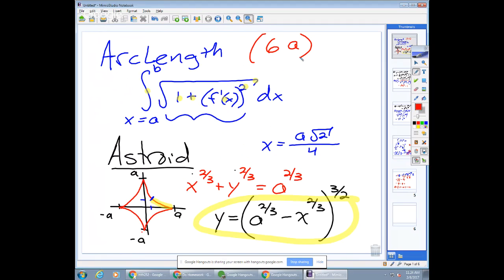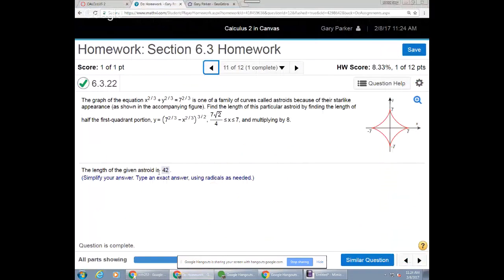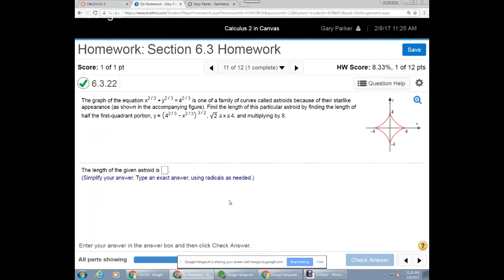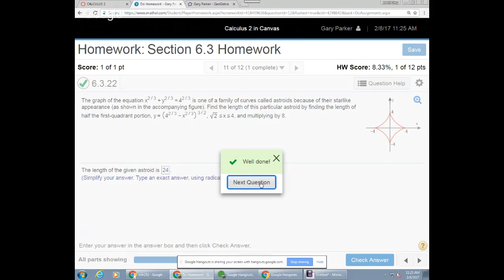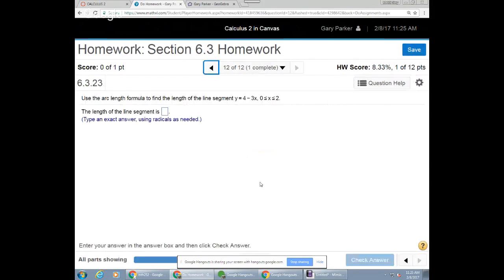All right, let's see if we can get a fantastic out of the computer. And so, oh, I already did this one, 42, right. Okay, let's do a similar question. Similar question, they give me a radius of 4. So what do we think the arc length of the entire thing is going to be? 24. So let's see, 24. Check answer. Well done. Okay. Cool. That was so much fun.